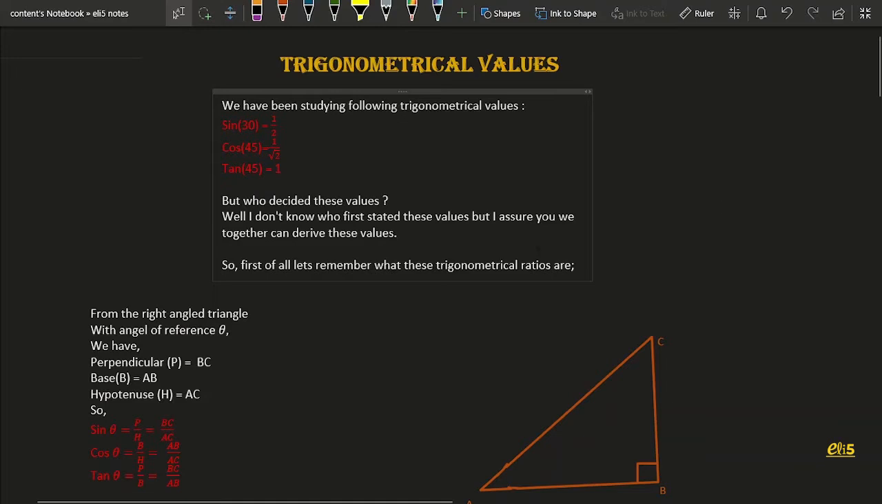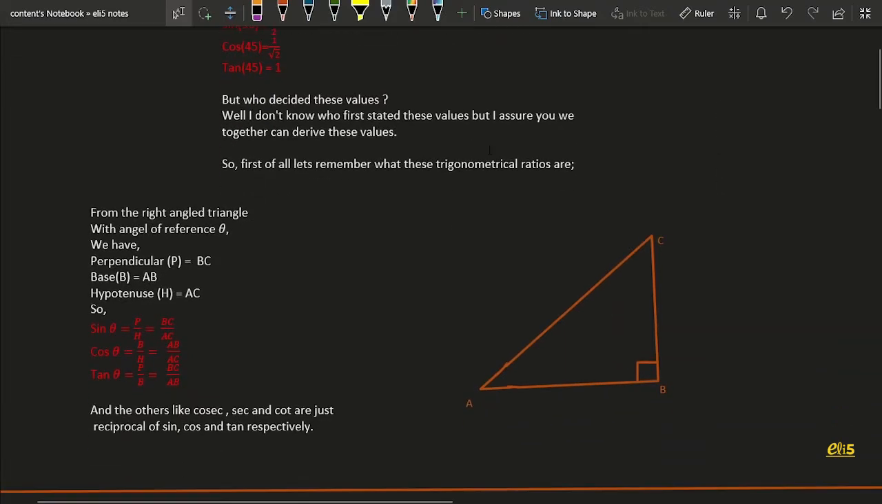So first of all, in order to derive these values, let's remember what these trigonometrical ratios are. We need to draw a right angle triangle. In this case, I have drawn ABC, where angle B is 90 degree. Now we need to take an angle of reference, so I have taken the angle of reference as theta. With angle of reference theta, the opposite side is the perpendicular. So perpendicular equals BC.